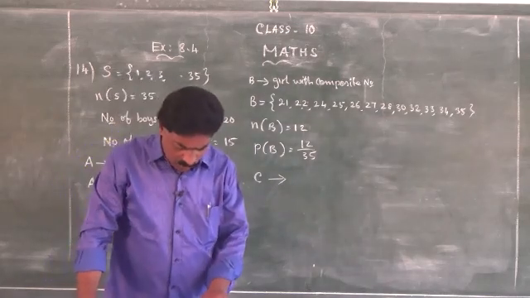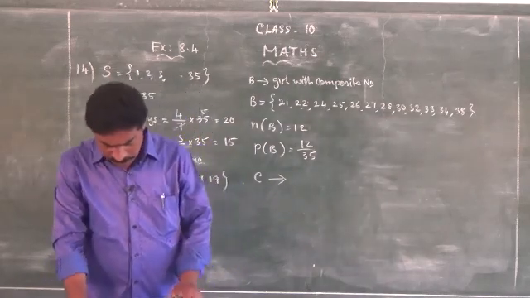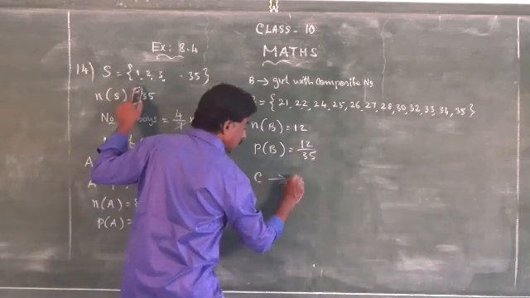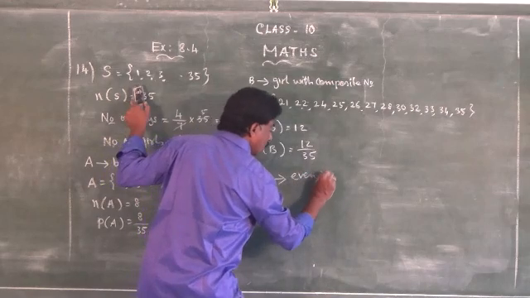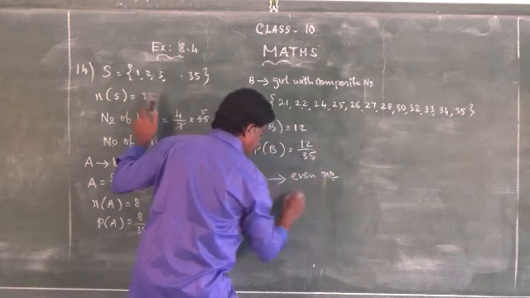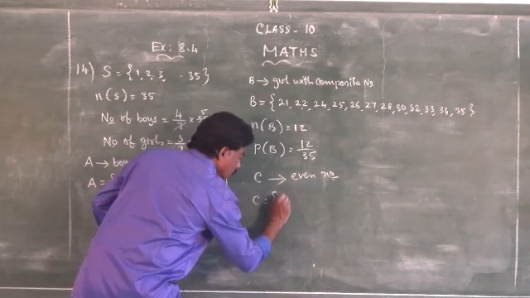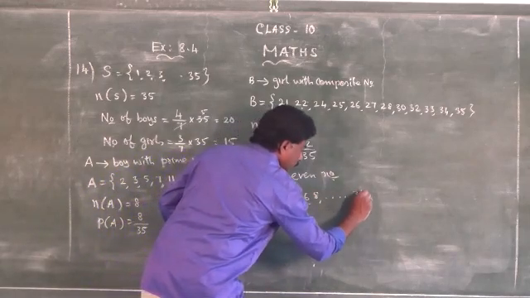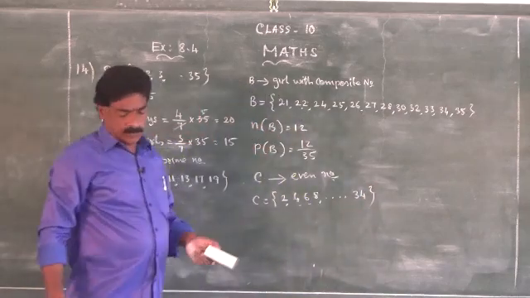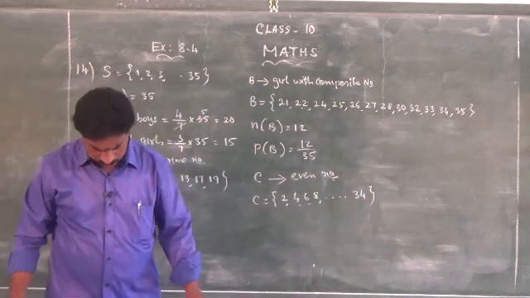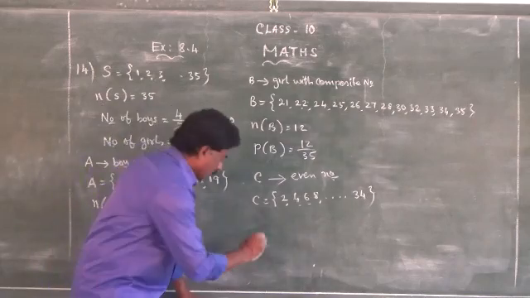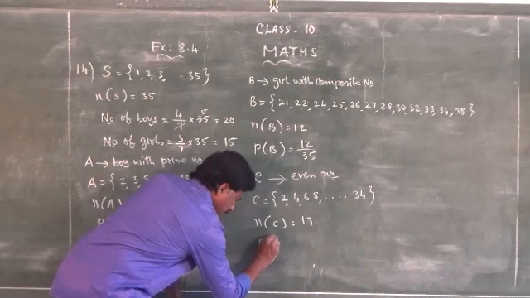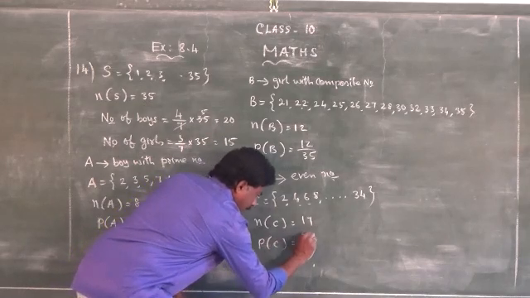What is the third event? C is an even roll number. What are the even roll numbers? When you list them out, you will get 2, 4, 6, 8 up to 34. So n(C) is 17, and P(C) is 17/35.